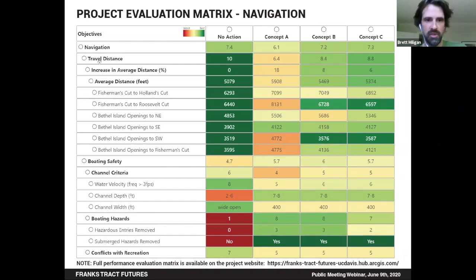Again, for travel distance, it's the increase in the average distance. So again, the no action is totally open. Concept A, 18% increase. Concept B, 8%. Concept C, 6%. So these are how much it's adding to the percentage of travel time.